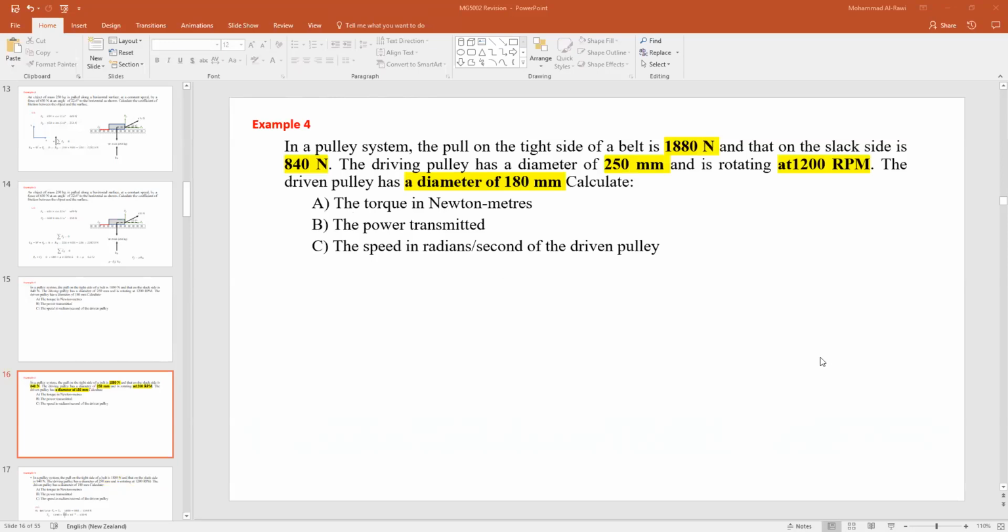So the question is, what equation do we need to use to get that torque in newton meters? If you look at the question, what do you have? You have a belt with 1,880 newtons and the other one is 840 newtons. This will represent forces for you. Now, torque is equal to what? I want you to think about it, and then that torque will be converted to give you the answer in terms of newton meters.